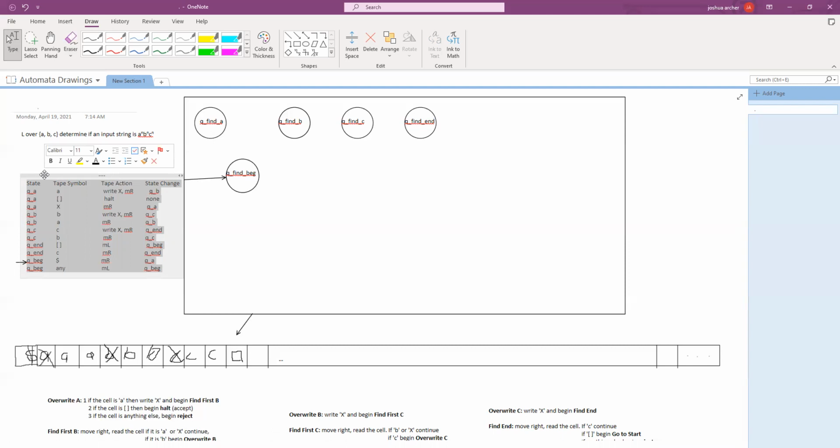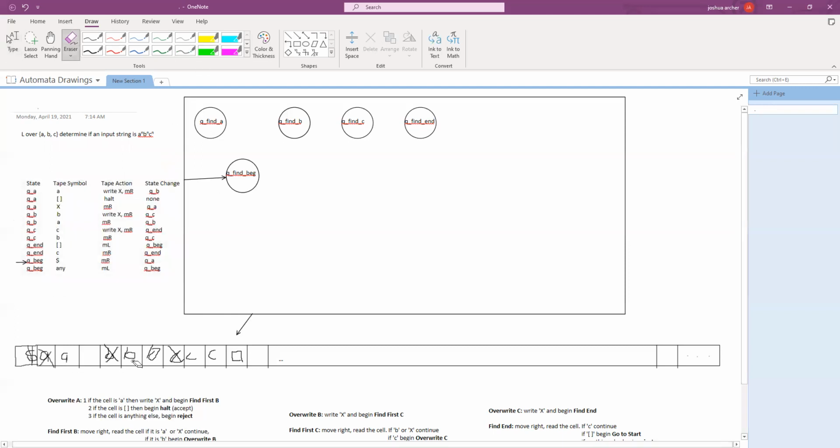Oh, you asked what about an incorrect number of symbols? Well, it has to be the same number for each character, right? Yes, that's the only time it will halt. So let's say I had too many B's.